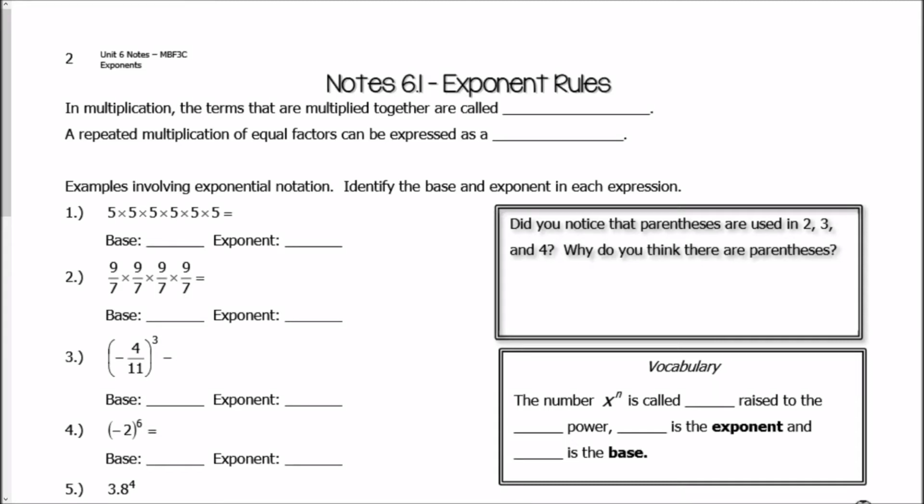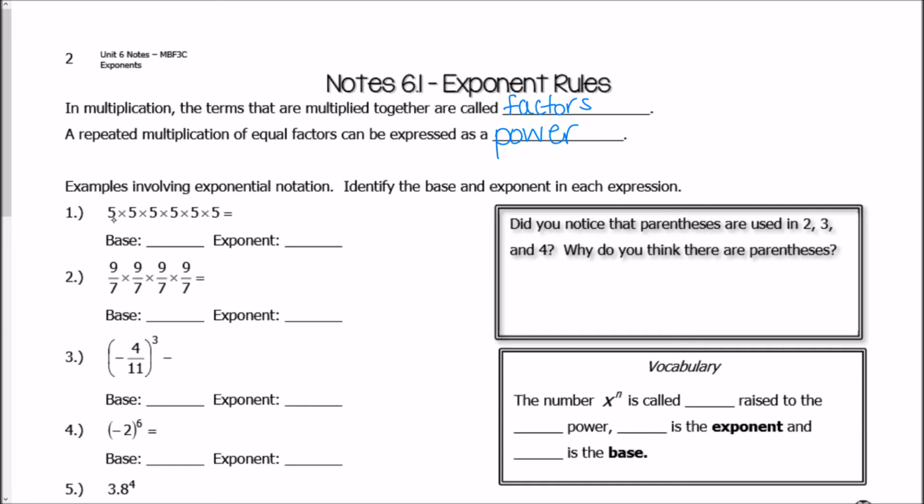Hi everyone. Notes 6.1 are on exponent rules. So at the top it says in multiplication, the terms that are multiplied together are called factors. Okay? And a repeated multiplication of equal factors can be expressed as a power. Okay? So examples involving exponential notation, we're going to identify the base and exponent in each expression.